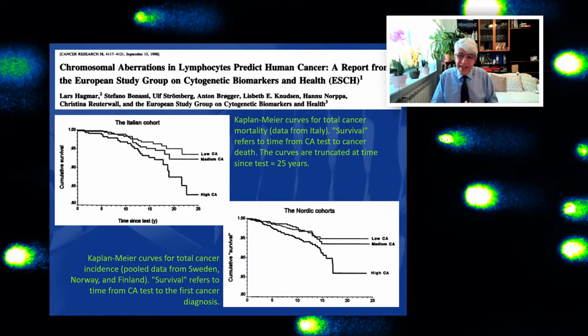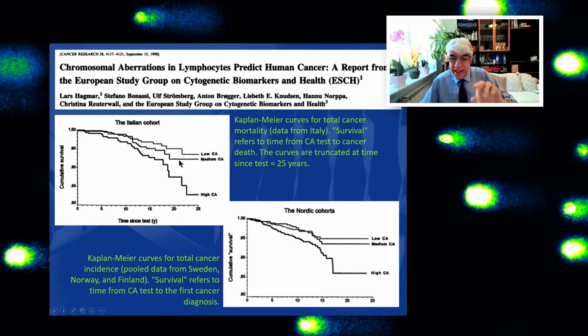The design to associate the COMET assay to long-term events like mortality and cancer is more or less the same that was used at the end of the 1990s for chromosomal aberrations. This was a study done in Italy and Scandinavian countries, in which we found a very strong association between survival in people with a low level of chromosomal aberrations and those with a medium and high level of chromosomal aberrations.